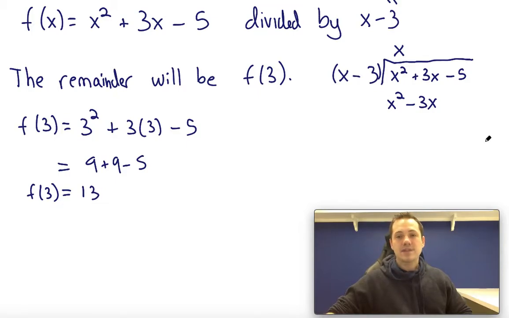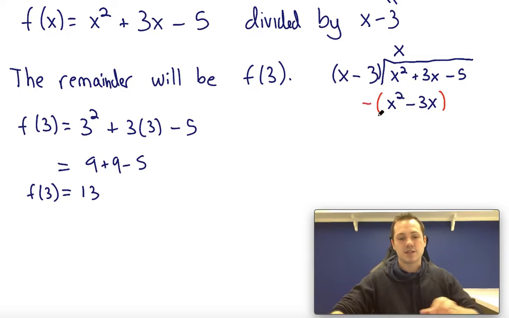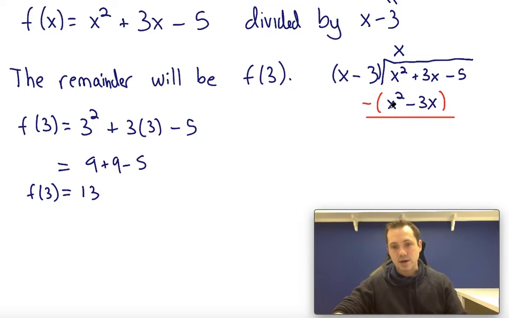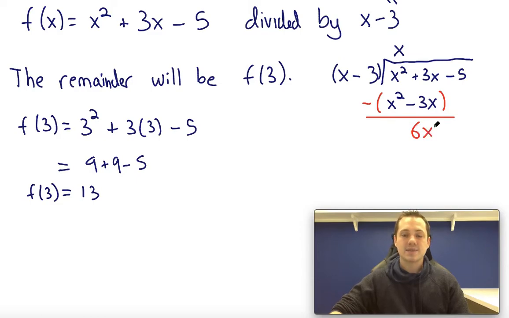Now the last thing we have to do is subtract. So I like to put parentheses around here to make it clear that I'm distributing the negative. And then I'm going to subtract these. So x squared minus x squared is 0. 3x minus negative 3x is 6x. And then finally, we bring down this negative 5.